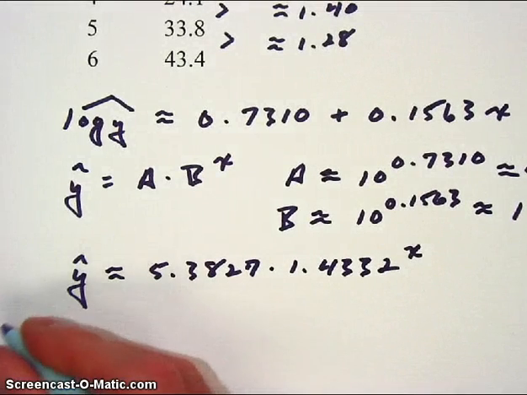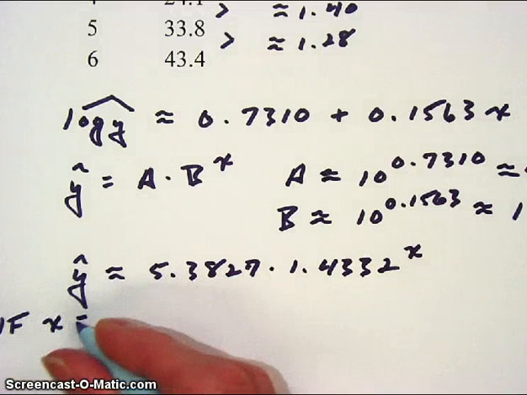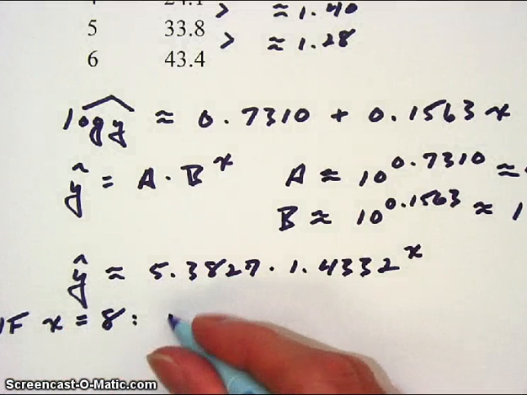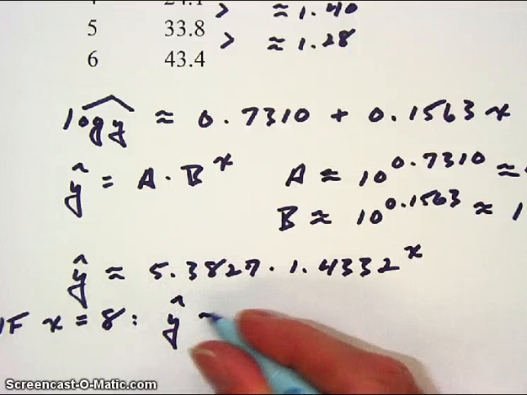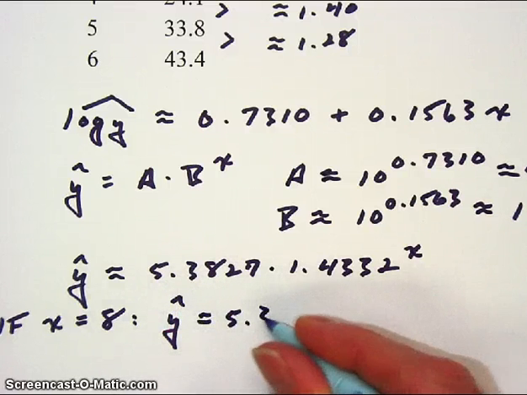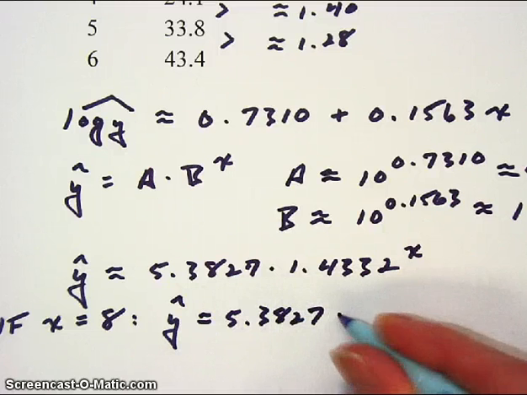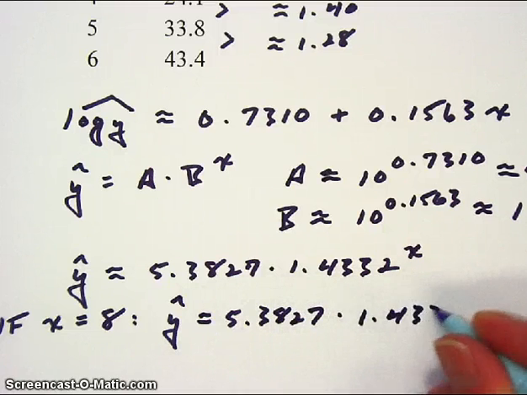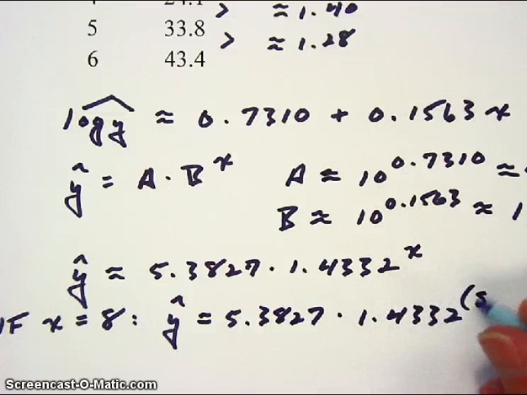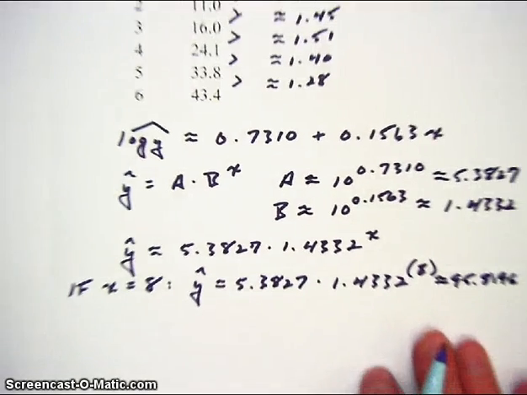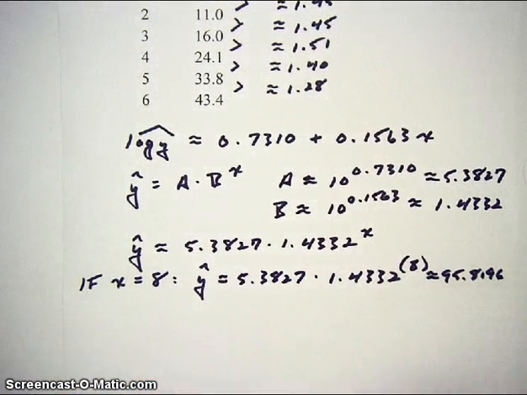Okay? If, say, x equals 8, then y hat would be approximately equal to 5.3827 times 1.4332 to the 8th power, and that's going to be approximately 95.8196, and that's our prediction for the predicted value of y when x is equal to 8.